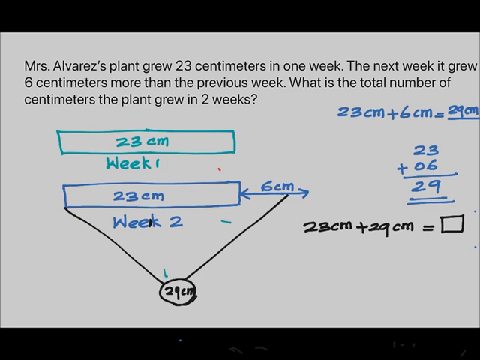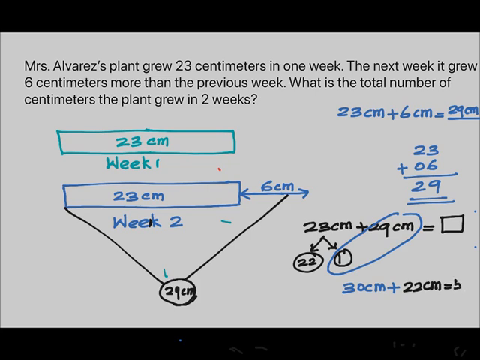So since 29 is closer to 30, let me break apart 23 into 1 and 22. So this 1 centimeter will join with 29 centimeters and will form 30 centimeters, plus let's add the remaining 22 centimeters equals what? We know that 30 plus 22 is 52, so it is 52 centimeters.